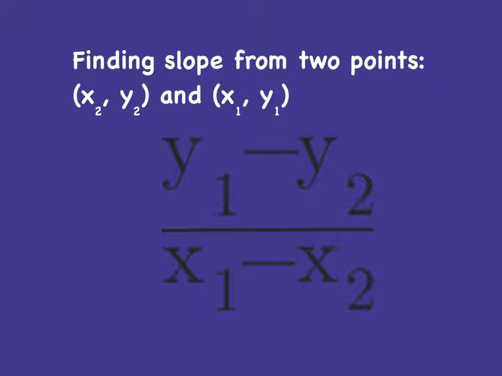So the first of those things is finding the slope from 2 points. It doesn't matter if you are labeling this as x2 and y2, or this as x1 and y1, or vice versa, as long as these 2 points and these 2 points are coming from the same coordinate. So just make sure you're not switching those up, and always make sure that your y's are on top.